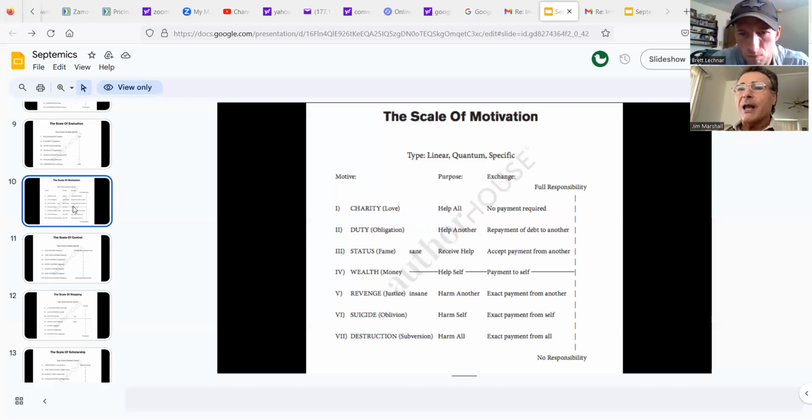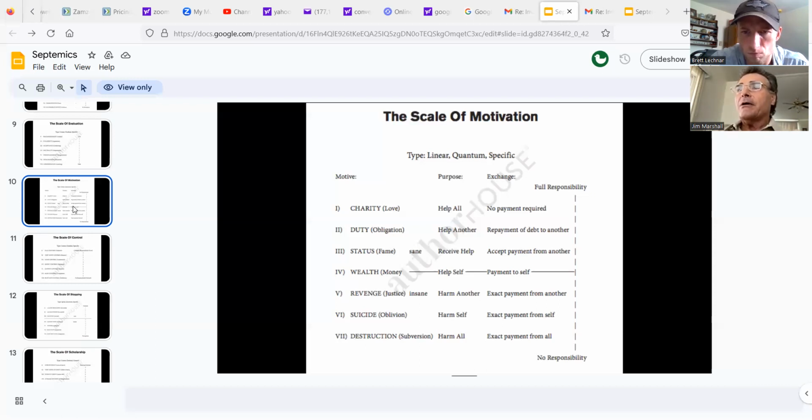Now, notice there's a column for purpose. And this has an interesting pattern as far as how it relates to helping people. That's really what determines motivation. Do you want to help all, which is at level 1? Do you want to help another? See, not all, but another, that's level 2. Do you want to receive help? That's 3. That's status. 4, wealth, that's helping yourself. 5 is you want to harm another, that's revenge. 6, suicide, you're harming yourself. And 7 is you want to harm everybody. So that's what makes the scale work.